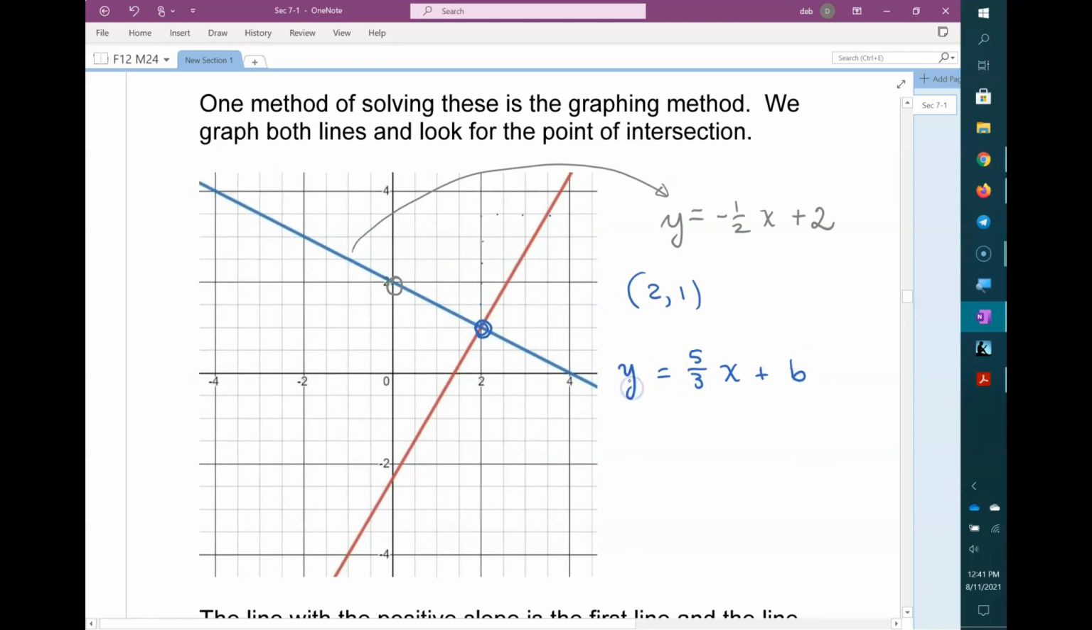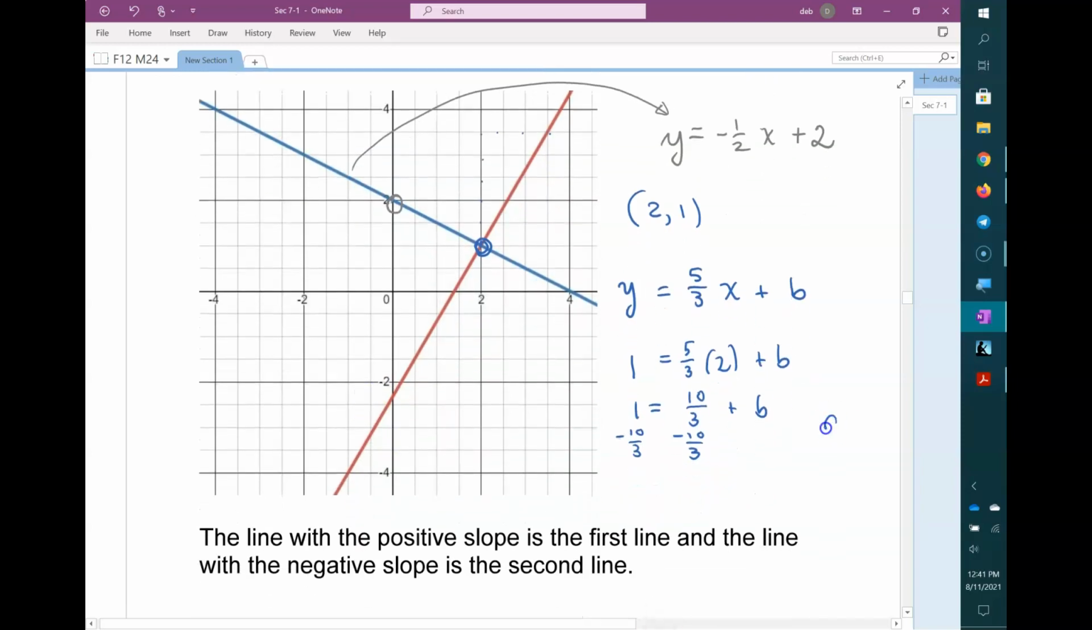And we can figure out what that b must be by putting in 1 for the y, 2 for the x, and we'll solve for the b. And you're welcome to use a calculator. In fact, I really encourage you to learn how to use this button on your calculator to work with fractions. So you'd get b is negative 7/3, and you'd have y equals 5/3 x minus 7/3.